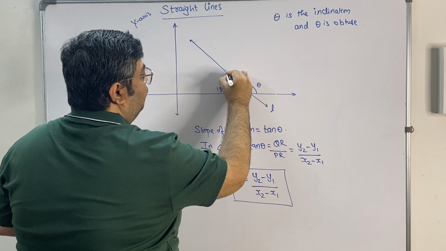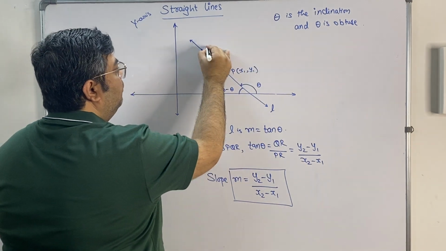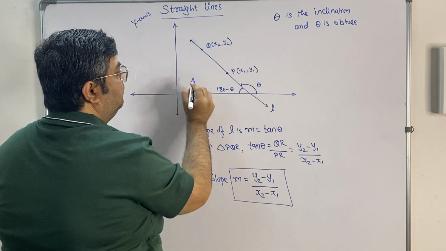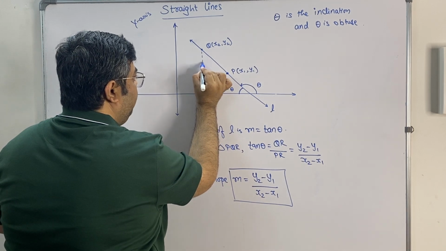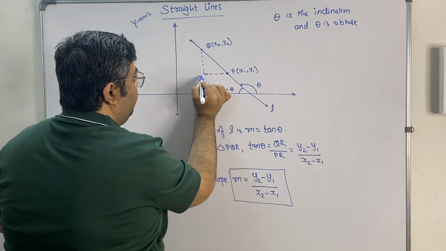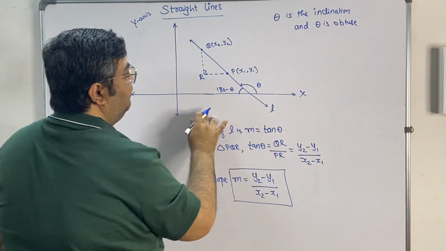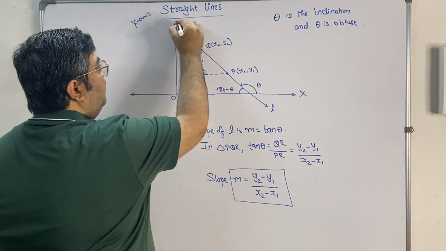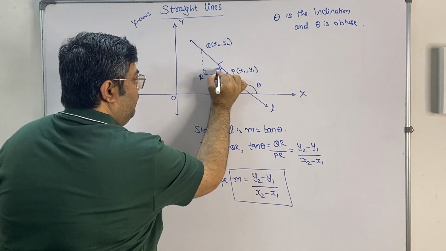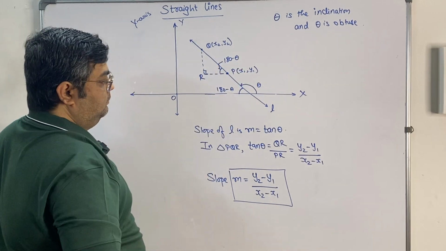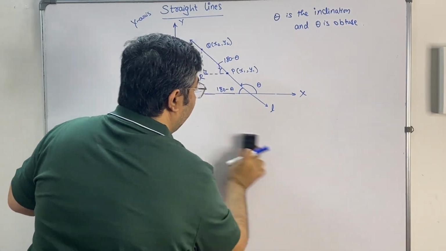तो वही चीज़ repeat करेंगे. There are 2 points here. P (x1, y1), Q (x2, y2). We'll complete a right angle triangle. Okay, R. Since PR is parallel to the x-axis, तो उस वजह से ये ओरिजिन है, ये वाई एक्सिस है. Since PR is parallel to the x-axis, this angle becomes 180 minus theta. The line is L. स्लोप का तो वही फॉर्मूला होगा.